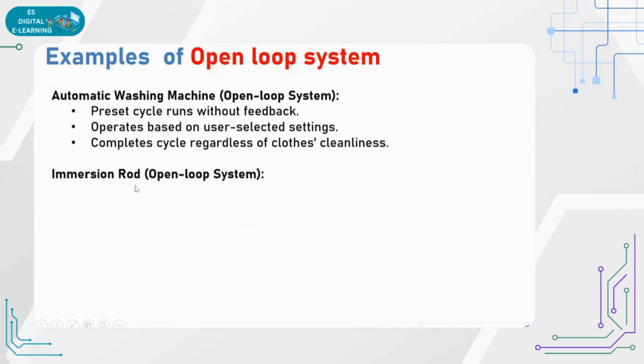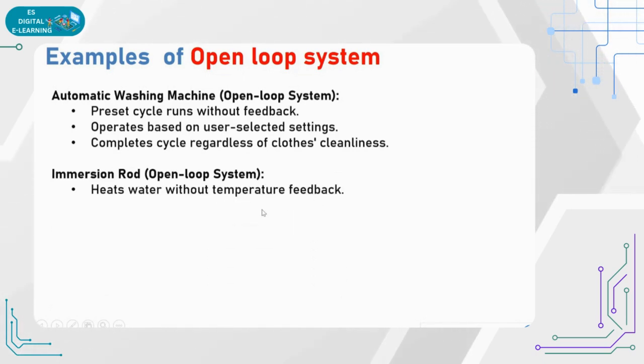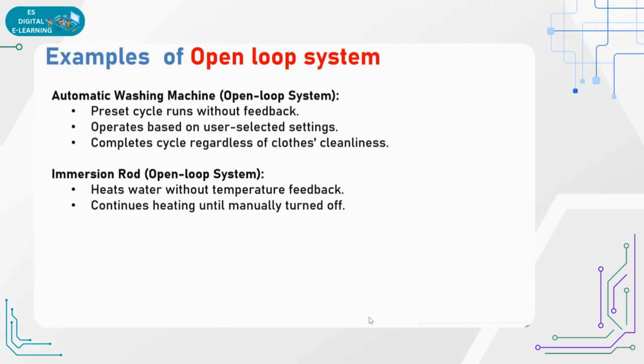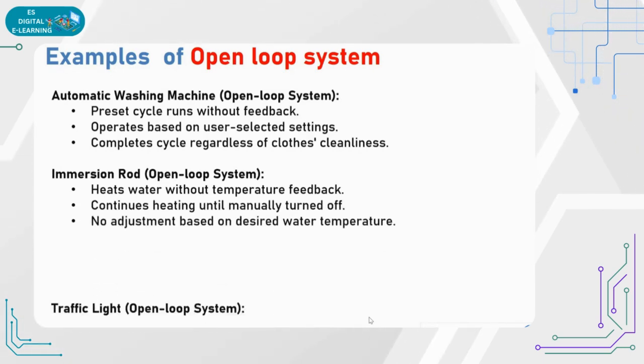Moreover, the heating immersion rod heats water without temperature feedback. You enable the heater, but it keeps on continuously heating. It won't have a set point. If you give the input as 40 degrees, it will increase the water above 40 also. That continuous activity is considered an open loop.